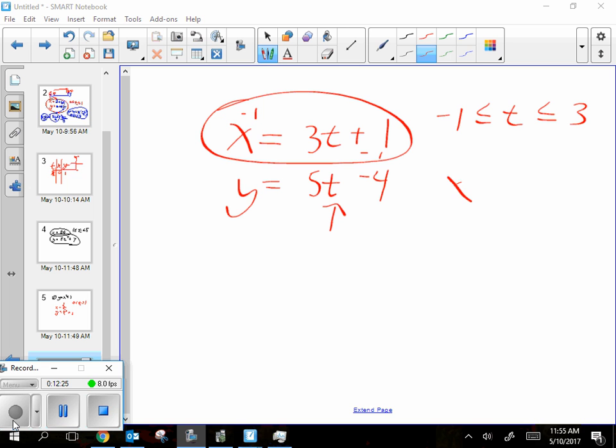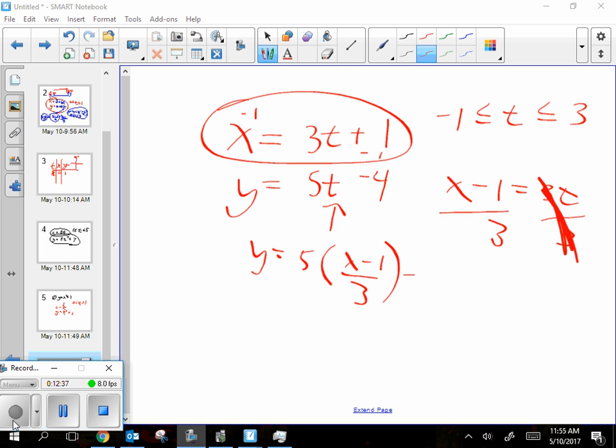Subtracting 1, I'll have x minus 1 equals 3t, divide by 3, divide by 3. t is equal to (x minus 1) over 3. Then I put it here. So y equals 5 times (x minus 1) over 3 minus 4. And some people will think they have to multiply it all the way out. They do not. At most, you will have to solve it for y. And it is solved for y.